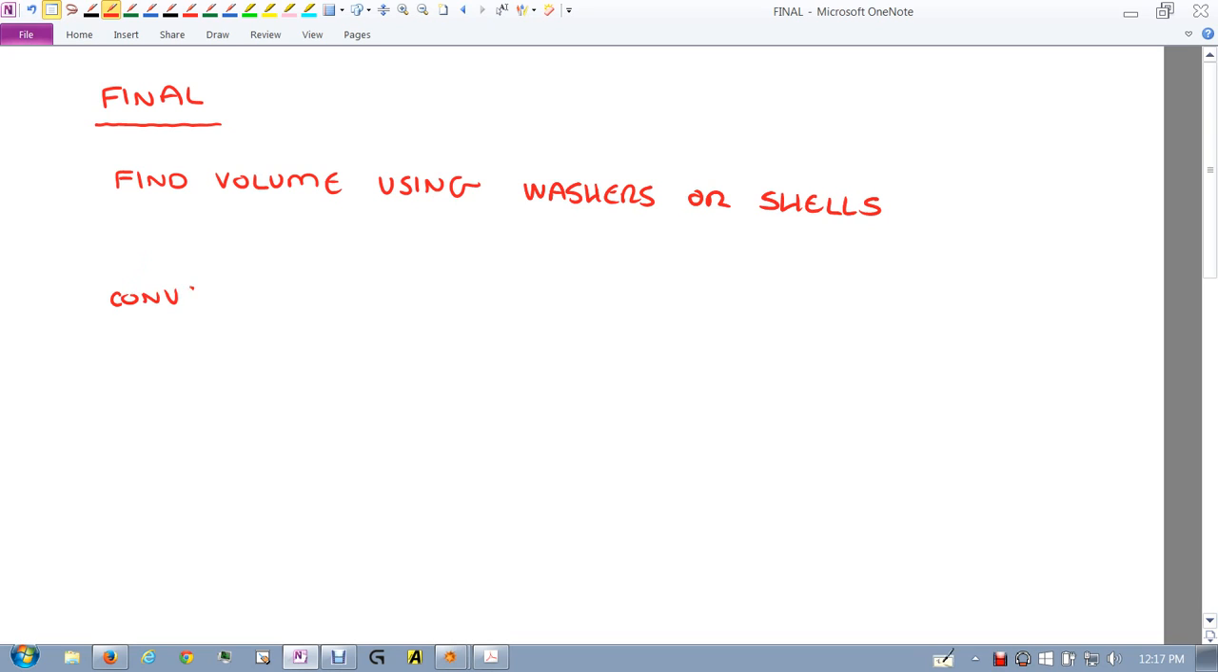Convert a series into sigma notation. So that would mean I give you a series written out, this plus this plus this plus this. You recognize the pattern and you rewrite it in sigma notation. Understand? Okay.